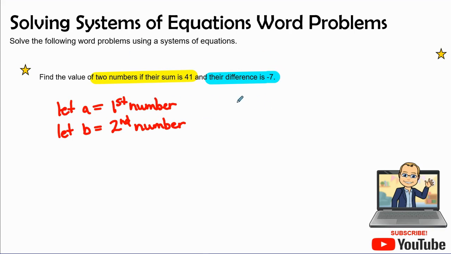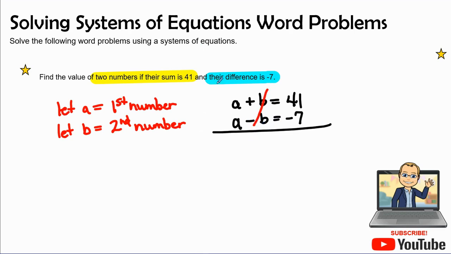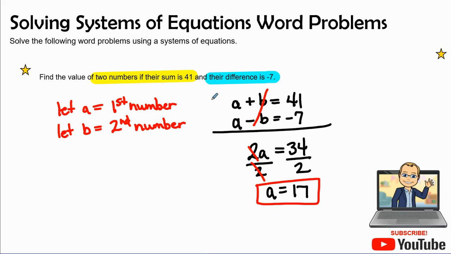The sum of two numbers, so we have A plus B is equal to 41. And the difference of these two numbers, A minus B, is equal to a negative 7. Let's see that B and negative B zero out, and that leaves me A plus A, which is 2A, equals 41 minus 7, which is 34. Let's divide both sides by 2 so we can isolate the variable A. 2 divided by 2 gives me 1, so I have 1A, and 34 divided by 2 is 17. So we know our first number is 17.